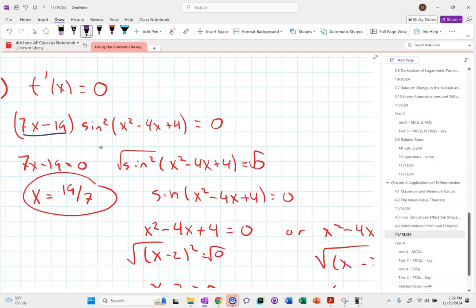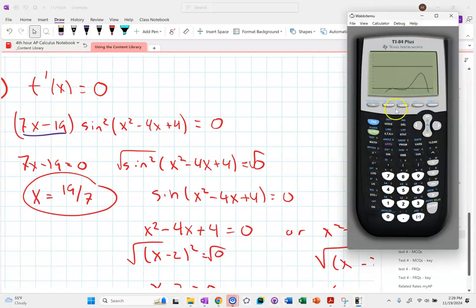Anything that's positive would be the relative. You have to look at the sign change. Yeah, you build a sign diagram. But since it was a calculator-active problem, I just looked at it. This one is nothing, this one is a local minimum, and this one's a local maximum.